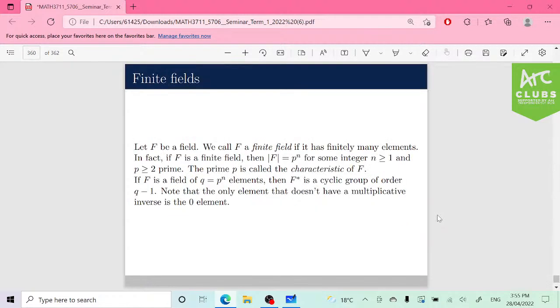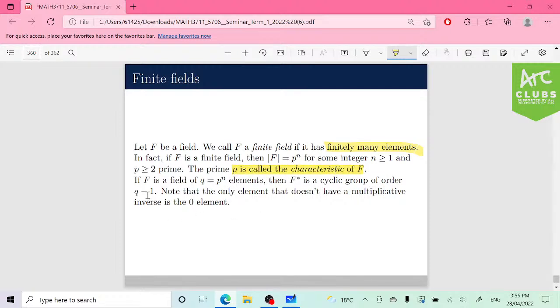And then the last thing we're going to talk about is just a really brief introduction to finite fields. The idea with a finite field is that it's a field, obviously, that contains finitely many elements. And it turns out that if F is a finite field, then the number of elements of your field is precisely a power of a prime. And the prime itself is called the characteristic of F.